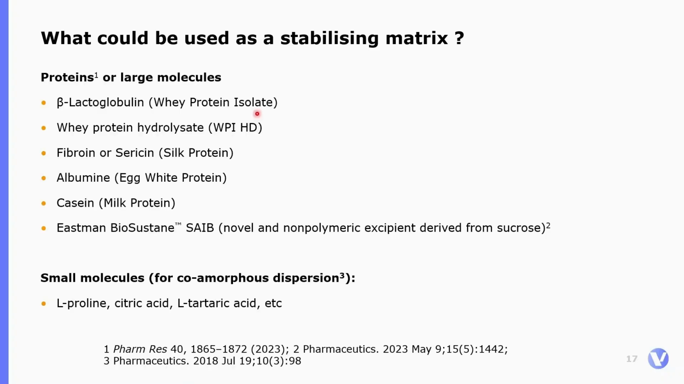Another exciting development in recent years is the use of small molecules, such as amino acids. These systems are known as co-amorphous dispersions, and they are typically designed in a simple one-to-one molecular ratio with the drug. The idea here is that the small molecules interact as stabilizers, forming strong molecular interactions with the API. And while this is still a relatively new area, co-amorphous dispersions are gaining attention as they often allow higher drug loading compared to the traditional polymer-based ASDs.